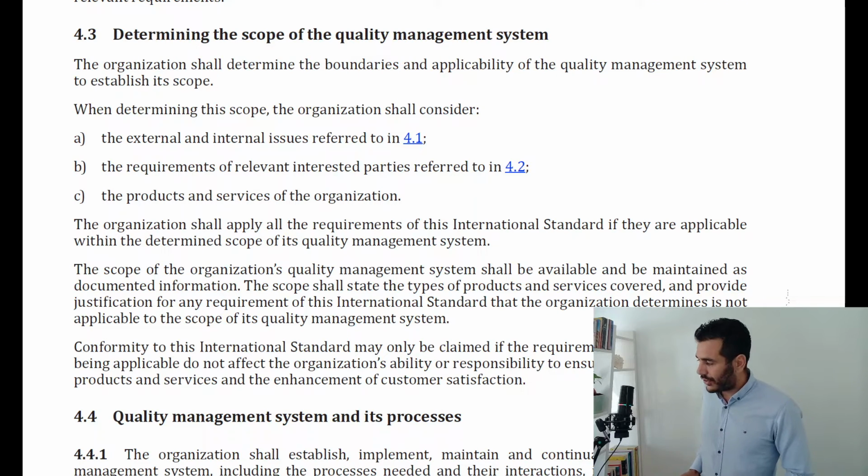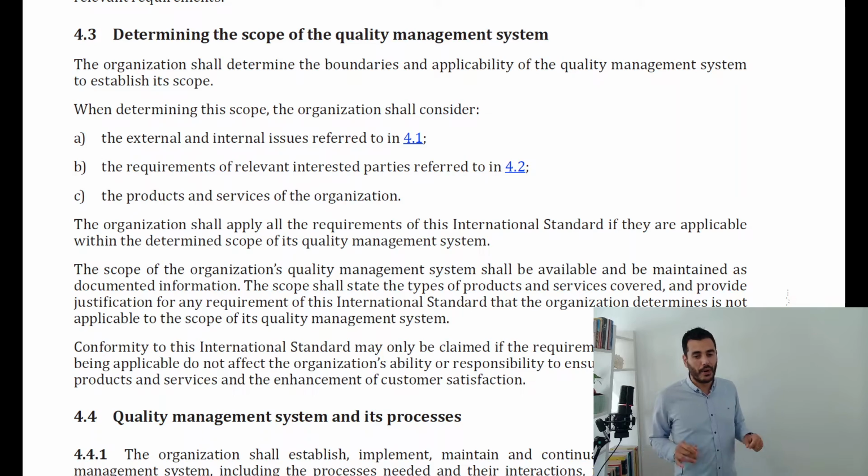Clause 4.3 talks about the scope of the quality management system. And before starting to read from the standard, I wanted to explain what we are referring to over here. So the scope of the management system relates to what will be actually written on your ISO 9001 certification. Okay, so here we are looking for a few words that will summarize what you do as an organization.